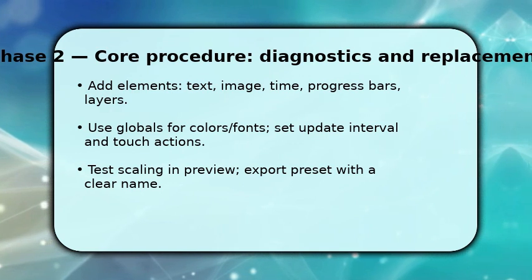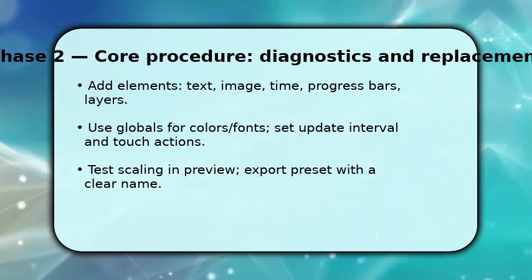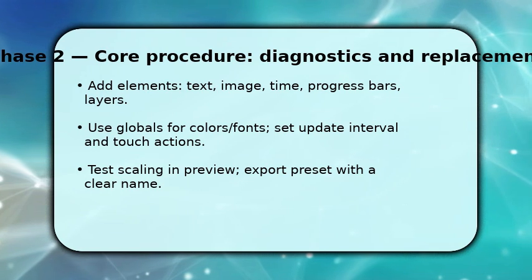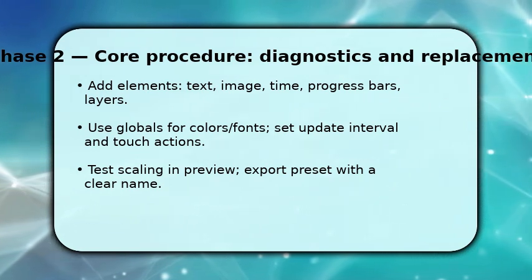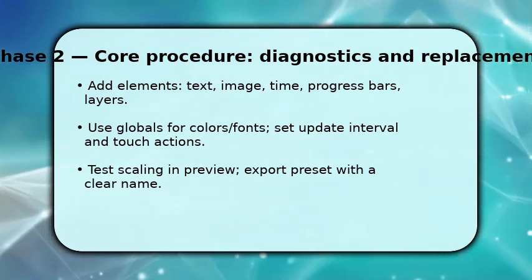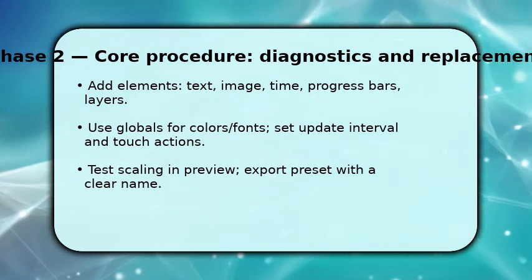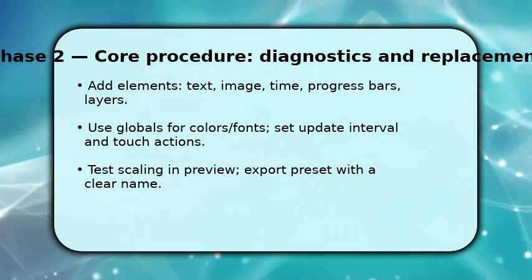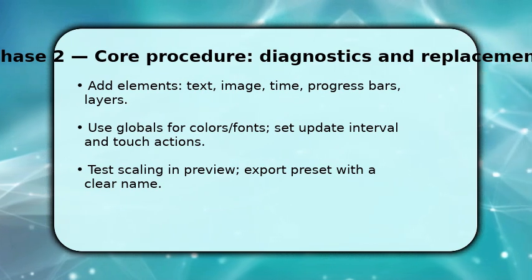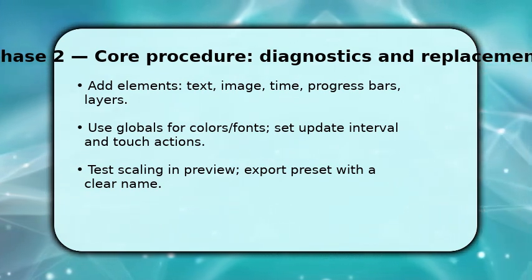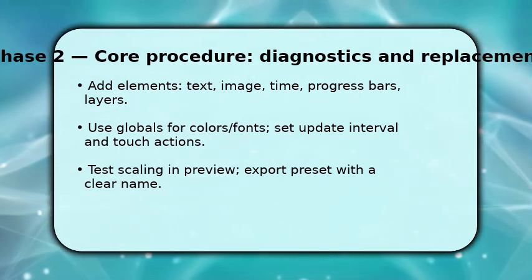Use globals for colors and fonts so adjustments apply across elements. This saves time when switching themes. Make sure to set the update interval appropriately and assign touch actions that either unlock or open an app. Once done, preview at the intended size, tweak scaling, and export the preset so it's repeatable and easy to restore.